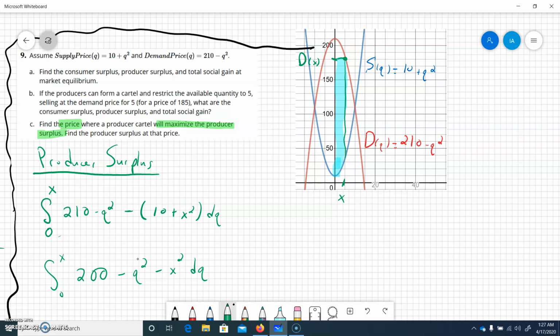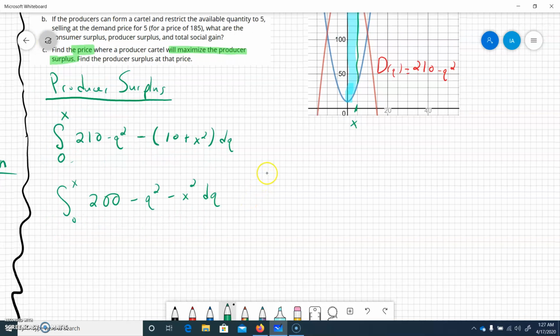So the important thing to understand here is that if you integrate in terms of Q, Q is the only variable. So even though X is here, it's really just considered a number. So let's kind of move this up so that we can keep writing. So as we integrate, 200 is a constant, so it picks up Q. Negative Q squared, we'll use the reverse power rule, so I go up to Q cubed and divide by 3. And then since X squared is considered a number, it'll pick up a Q. And we're going to do that from 0 to X.